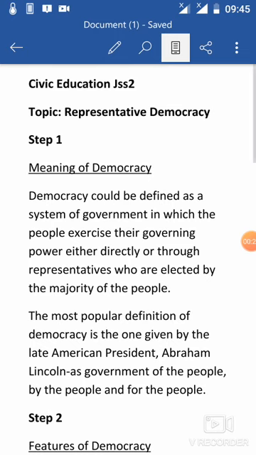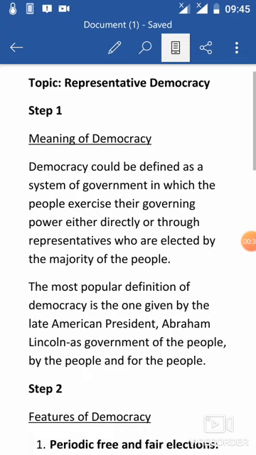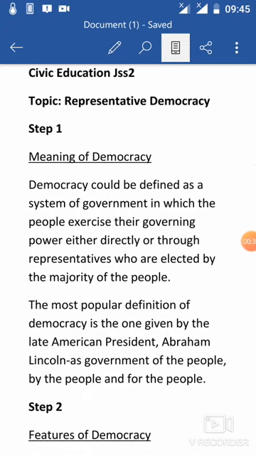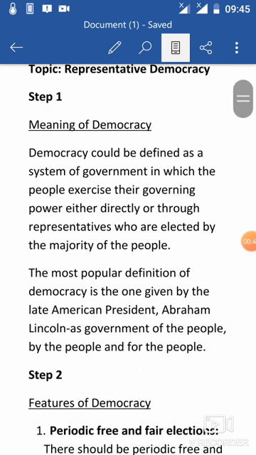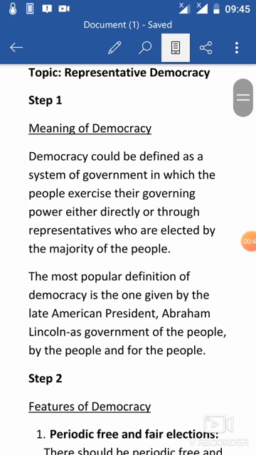All right, this is Miss Blessing, Civic Education. Topic is representative democracy. Under representative democracy, we have subtopics: 1. Meaning of democracy, and 2. Features of democracy. Democracy has been discussed in details in our book 1. But here in book 2, we are going to study it again because of its importance.